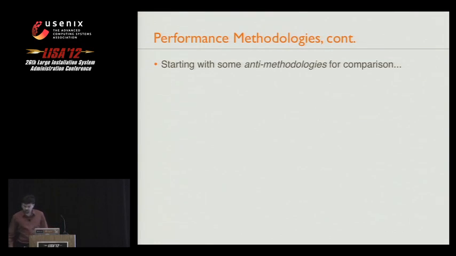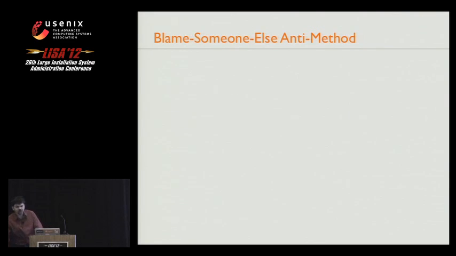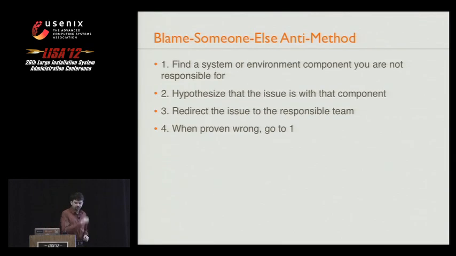So, going through 10 methodologies, starting with some anti-methodologies for comparison. The first one I've got is the blame-someone-else anti-method. And it works like this. For each of these methodologies, I've enumerated them, which is great if you're a beginner. It gives you a series of steps to follow. Find a system or environment component you are not responsible for. Hypothesize that the issue is with that component. Redirect the issue to the responsible team. And when you're proven wrong, go back to step one.